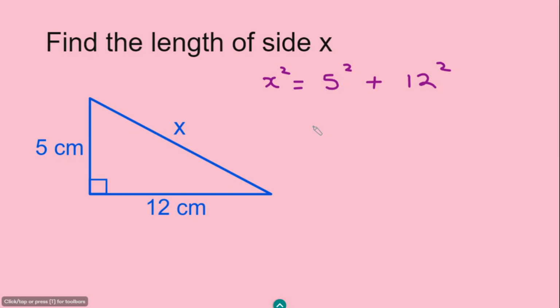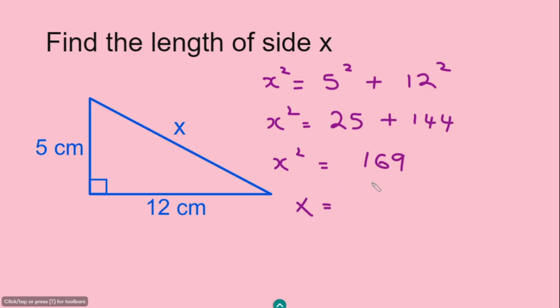Now let's see how we can simplify this further. x squared is going to still be 5 squared, that's 25. 12 squared, that's going to be 144. So x squared is going to be equal to the sum of these two numbers. That's going to give you 169. And to find the value for x, you find the square root of 169. Now remember, when you find the square root of this number, this squared here kind of vanishes. So leaving x here is going to be equal to the square root of 169, which is 13 centimeters. So the hypotenuse, that is the longest side x, is going to be 13 centimeters.